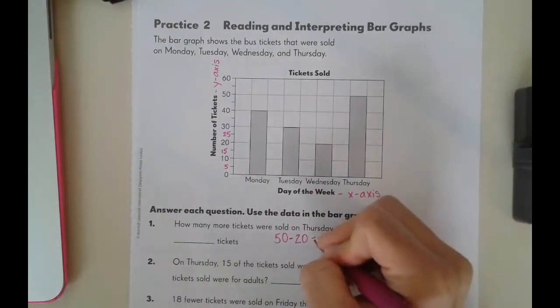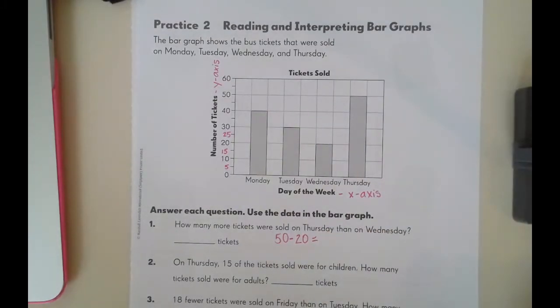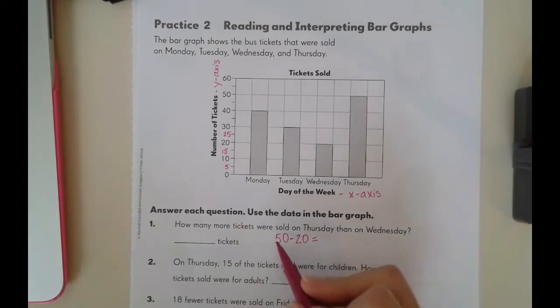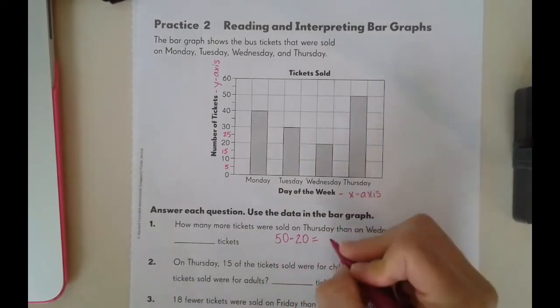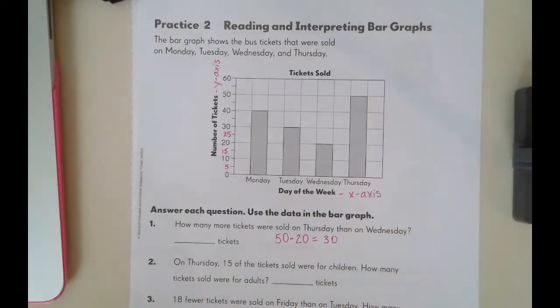The difference between the number of tickets sold on Thursday and on Wednesday would be 50 minus 20. Okay? 5 tens minus 2 tens is 3 tens. That's 30. So there were 30 more tickets sold on Thursday than on Wednesday.